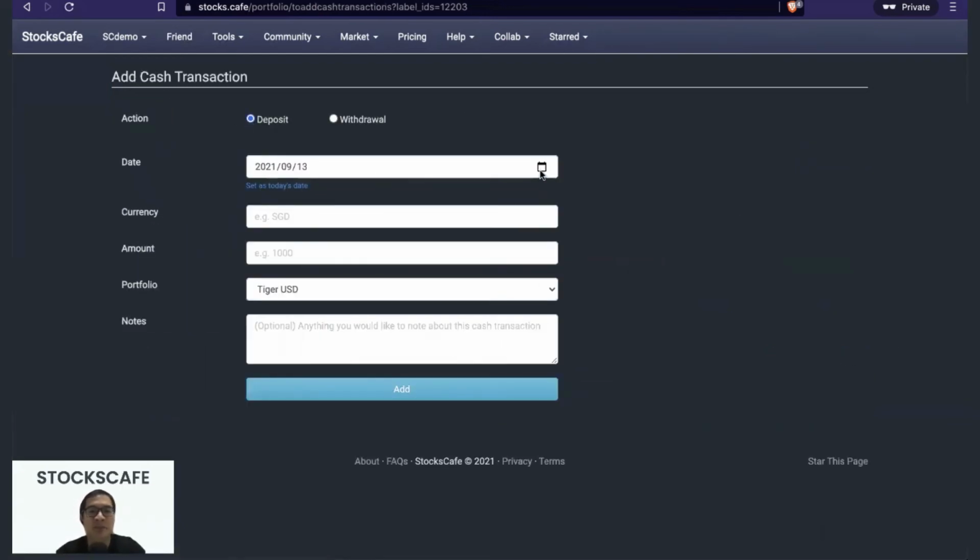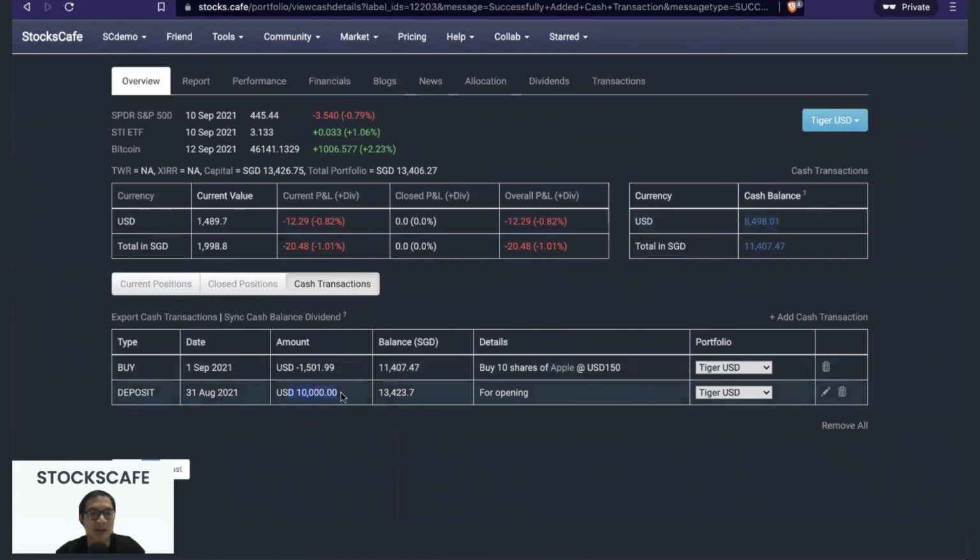Let's say we deposited USD 10,000 into this account for opening. You will see that for opening you deposited 10,000 and you spent 1,500, so now we believe this is the amount left. The nice thing is it automatically tracks the cash dividends that you receive and updates this value. So this value will be automatically updated as you receive dividends. That's about cash balance.